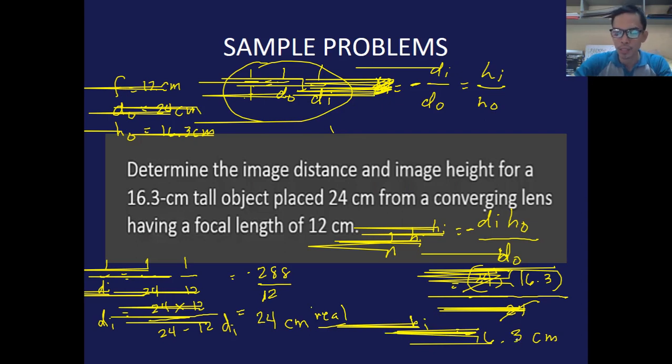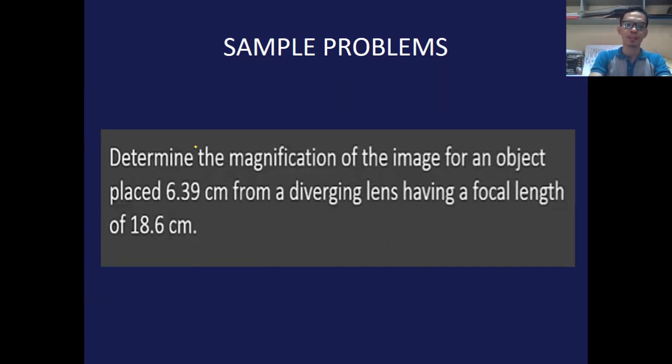Negative means the image is inverted. Take a look at the height of the image. It is equal to the height of the object, so there's no change in the height. It is not reduced, it is not enlarged. So it is real, inverted, and the same size as the original object. Alright, next one. This is the last sample problem that we have in this topic.